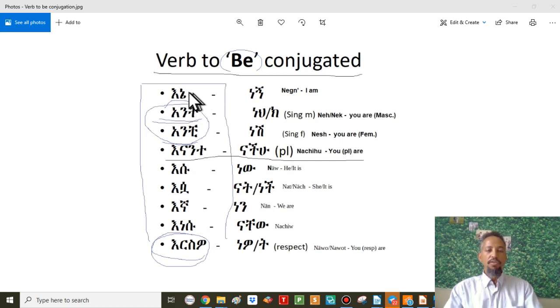So this is ne, ante, አንቺ፣ እናንተ፣ እሱ፣ እሷ፣ እኛ፣ እነሱ፣ እርስዎ፣ እኔ I, አንተ you masculine singular, አንቺ you feminine singular, እናንተ you plural, እሱ he, እሷ she, እኛ we, እነሱ they, እርስዎ you respect, you polite.